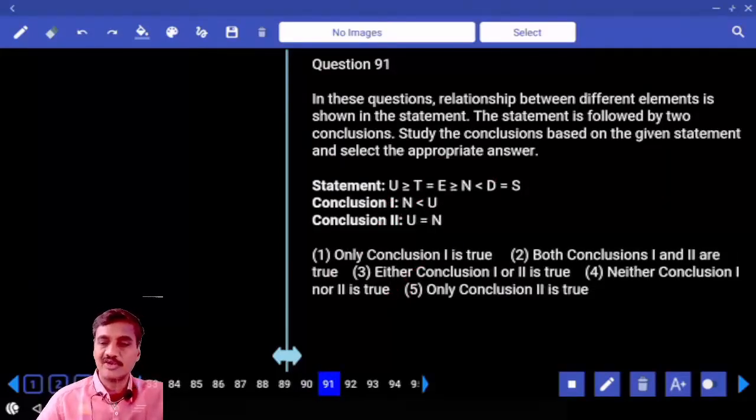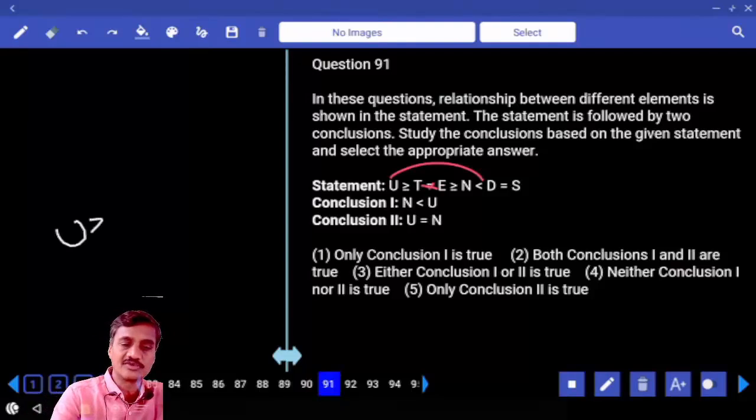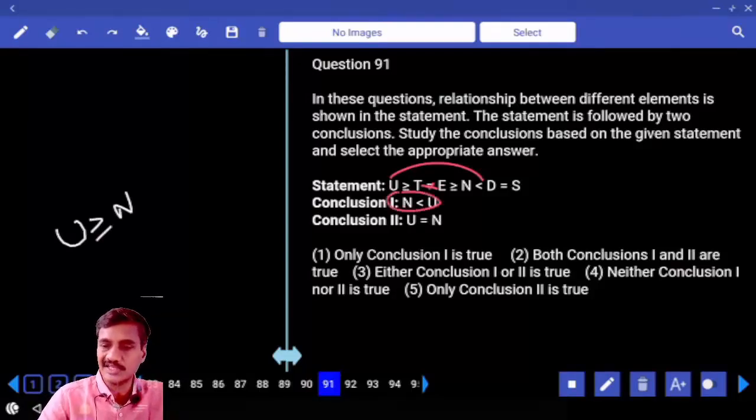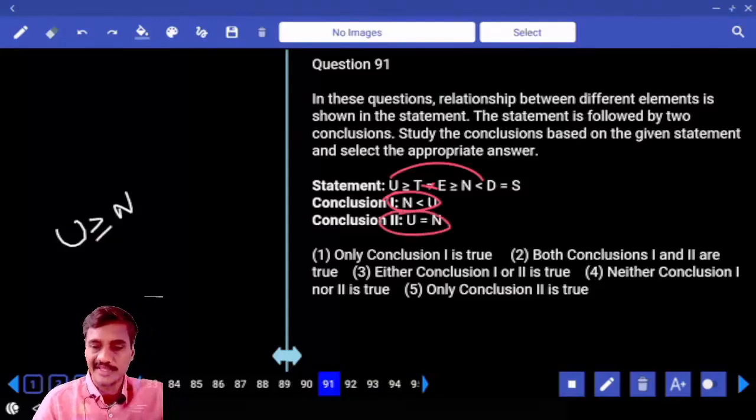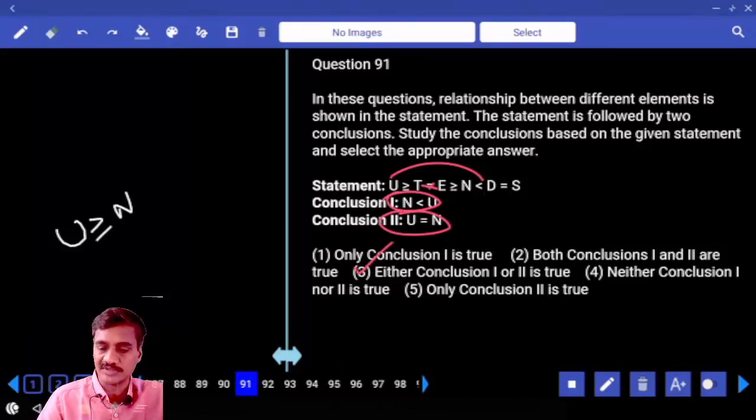And 91, the relation between U and N. Now between U and N, forget about this symbol equals to. U greater than or equals to N means N lesser than or equals to. N is either lesser than or equals to. Either lesser or equal. Either 1 or 2, that is choice 3, question number 91.